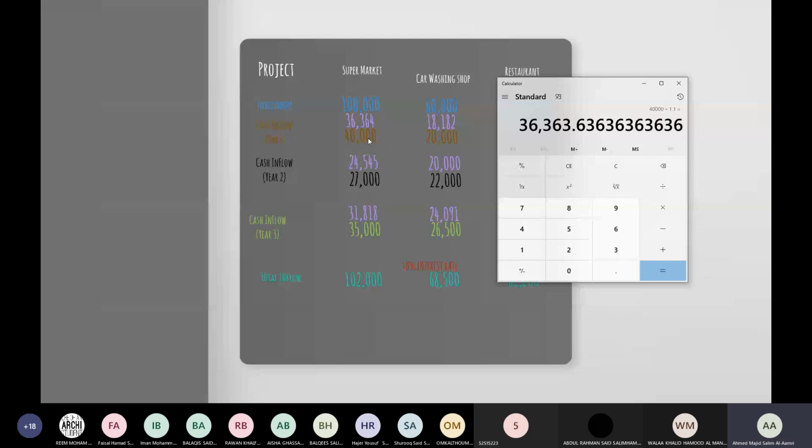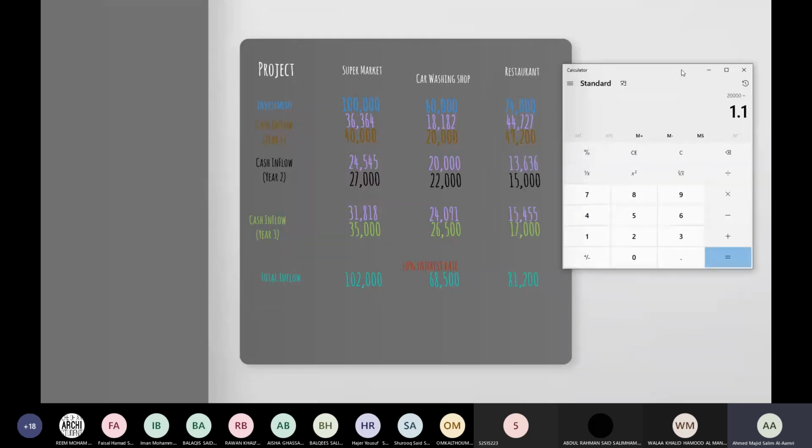So 20,000, it's 18,182. Once again, 20,000 divided by 1.1. Once again, this is returning back to the equation. If you remember, present value is equal to future value divided by 1 plus I to the power of n. The future value is representing 20,000. 1 plus I is representing your 10%, so it's 1.1. It's 1 year only, that's why I don't need to have any power. So 20,000 divided by 1.1 has a value of 18,182.